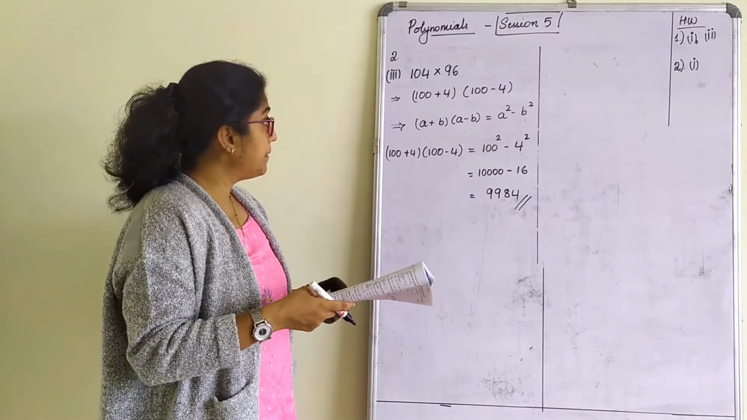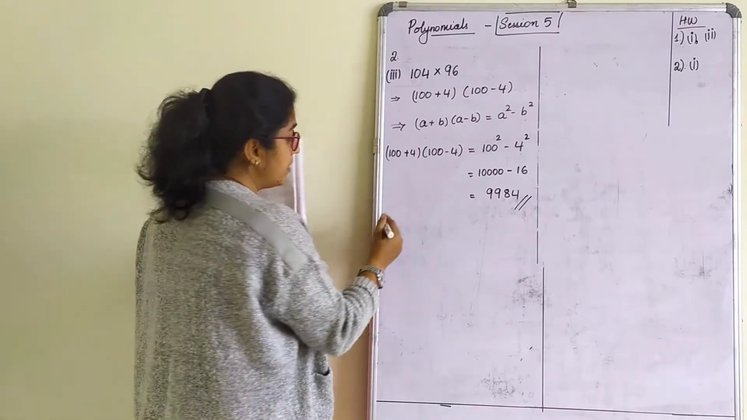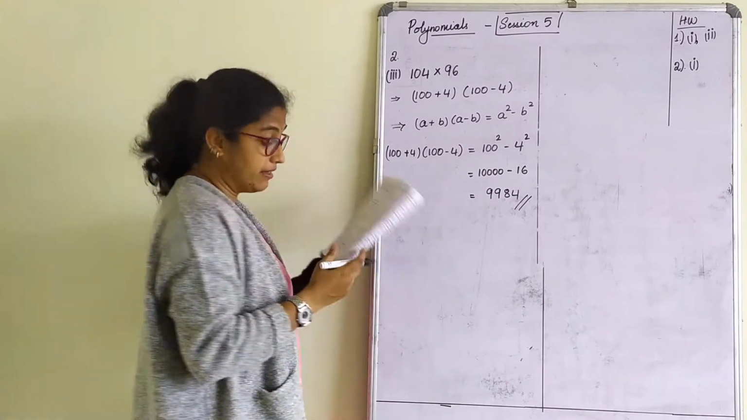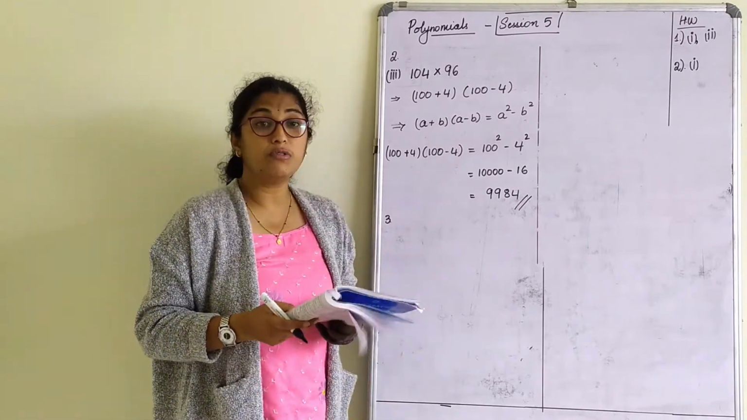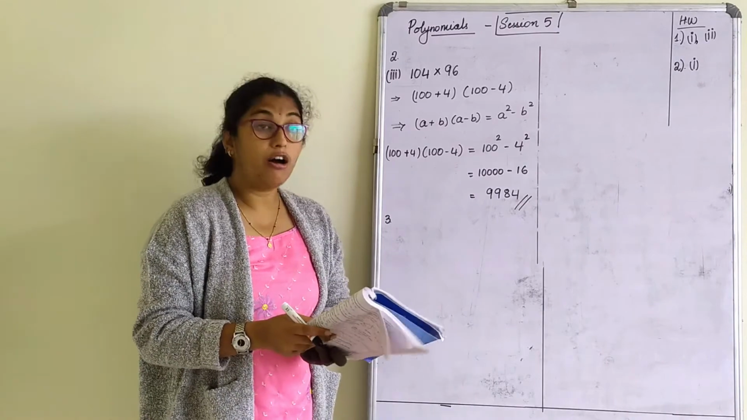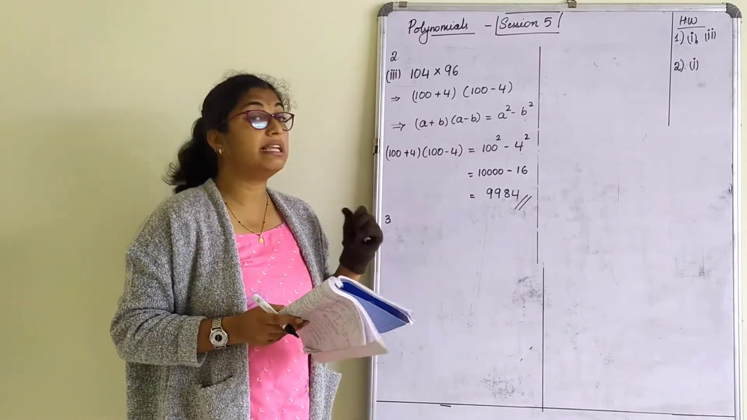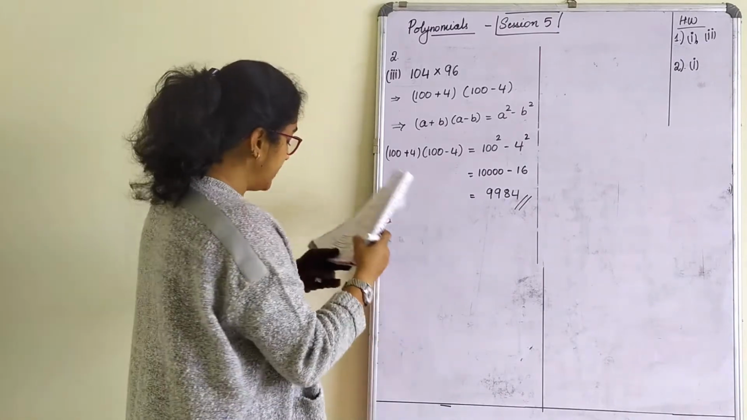Here we complete the second one. We will start with the third main now, that is factorize the following, again using appropriate identity. All the three I will be doing here. There is no homework from the third main.